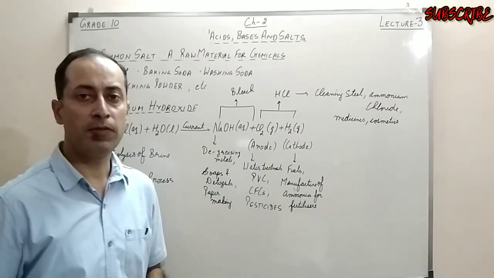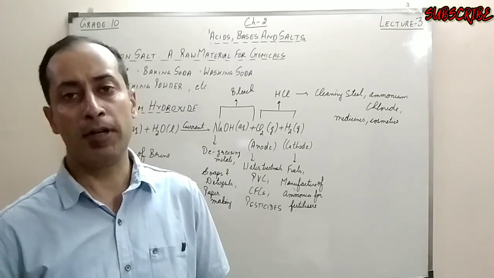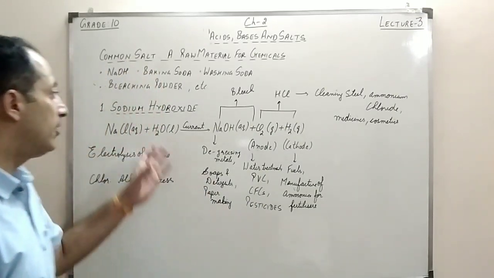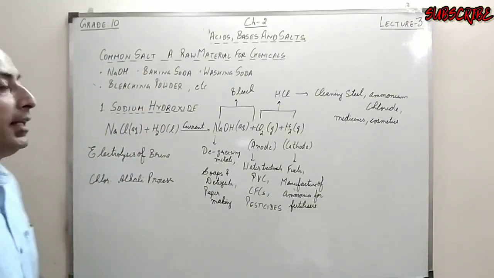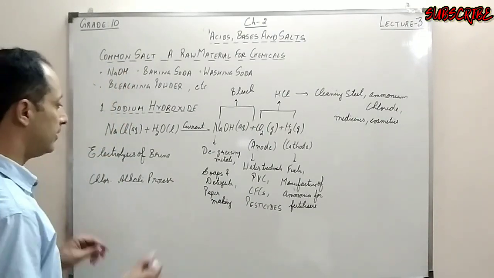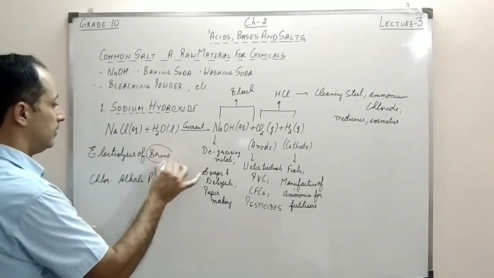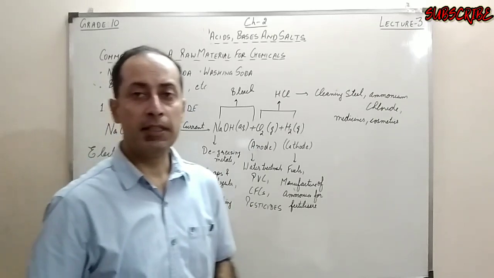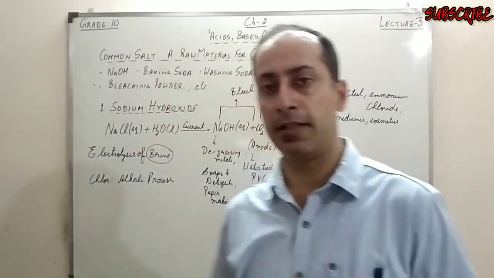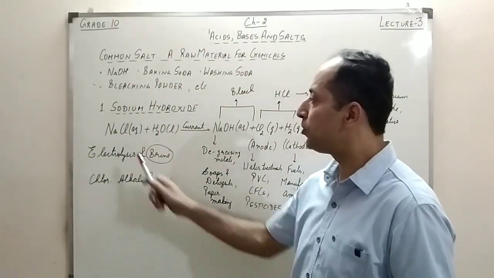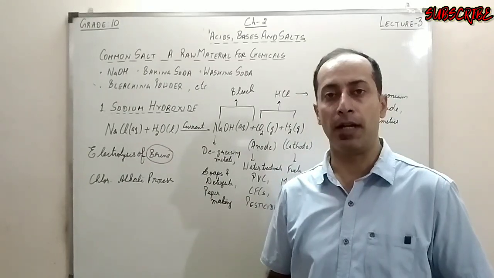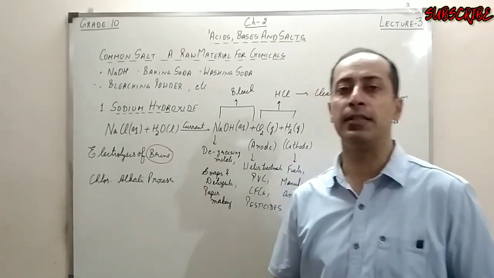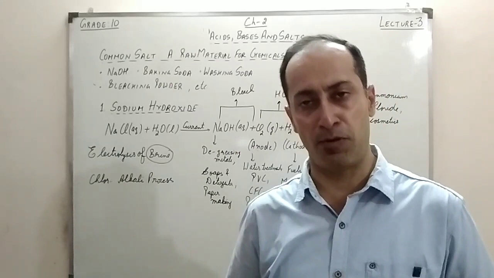The first thing we should know is how it is formed. It is formed by the electrolysis of brine. Now what actually is brine? The aqueous solution of sodium chloride, that is common salt, is called brine. And electrolysis means we are passing current through it by putting in some electrodes, right?